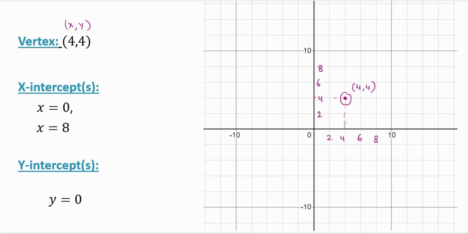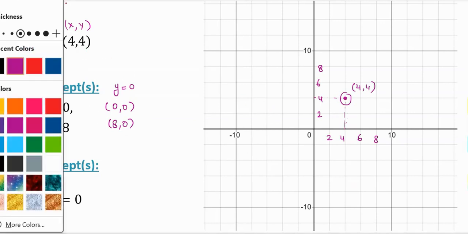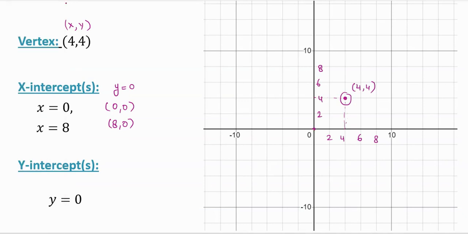Then x-intercepts means y is 0 here. So you have the points (0, 0) and (8, 0). Where will be the point (0, 0)? It is nothing but the origin, where both x and y are 0. So this is the point (0, 0), and (8, 0) is this point.